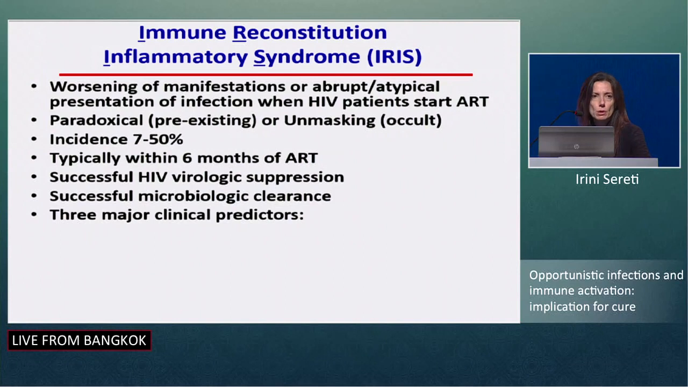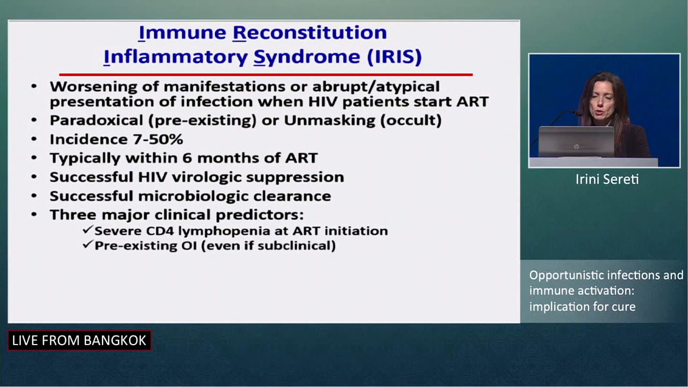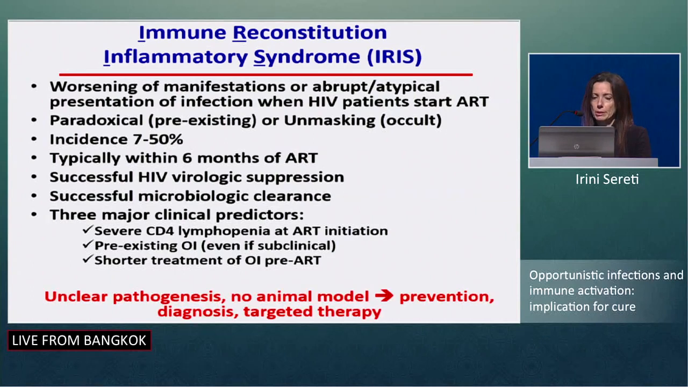And the three major clinical predictors that have been described in numerous, both retrospective and prospective trials include severe CD4 lymphopenia at therapy initiation, the presence of an opportunistic infection, even if it is subclinical, as I mentioned, as well as the shorter treatment of opportunistic infection prior to initiation of antiretroviral therapy, which is for the most part mandated by the current guidelines for very immunosuppressed patients, with a notable exception of cryptococcal meningitis.